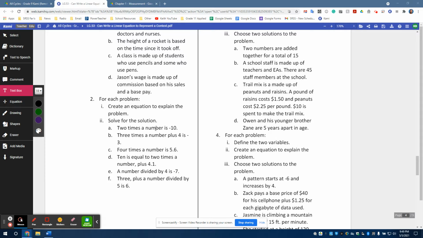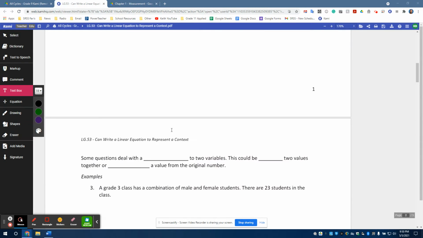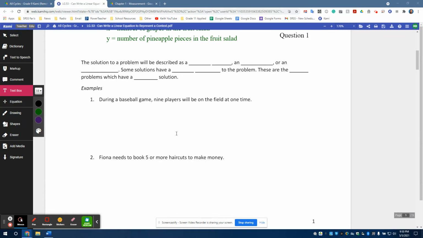This is going to be one variable. It's equal to just -10. So it's going to be 2 times our variable, x, is equal to -10. And then we have to figure out what x is. So that's what number 2 is, and if you want to get started with that, you can. But I want to look at some contextual problems that bring in a way of coming up with an equation.